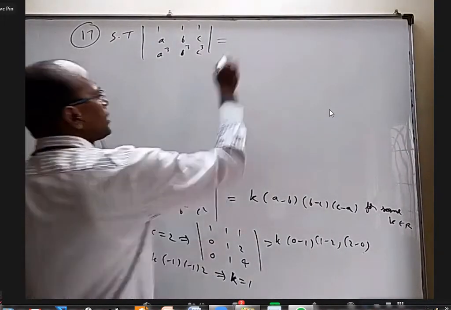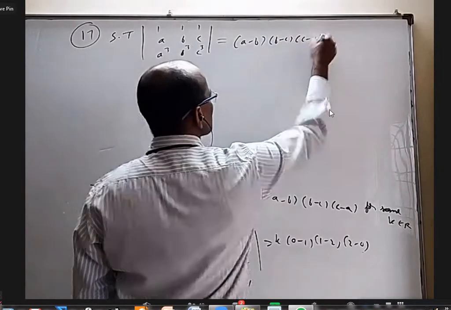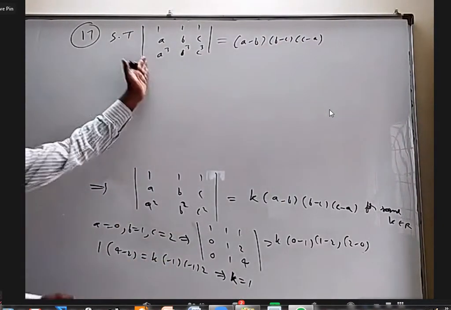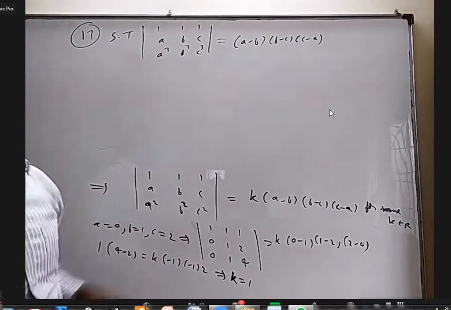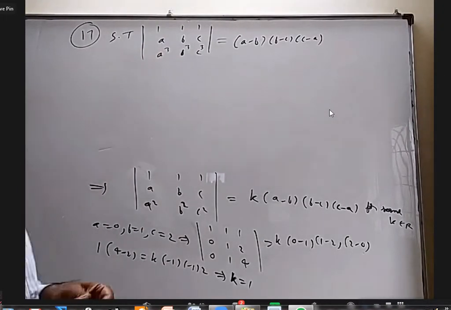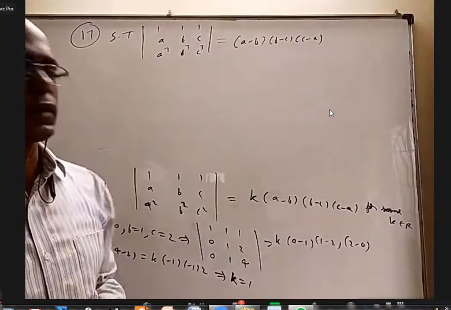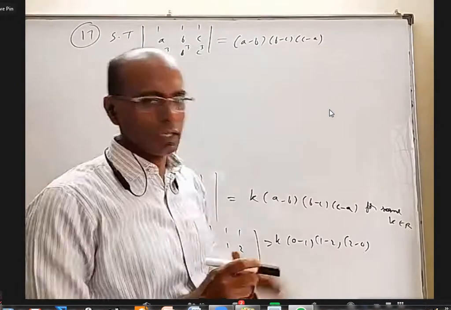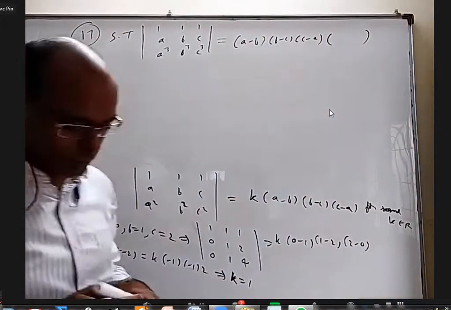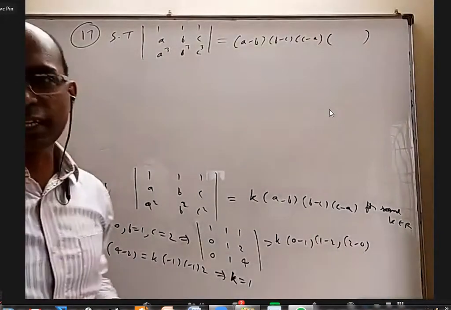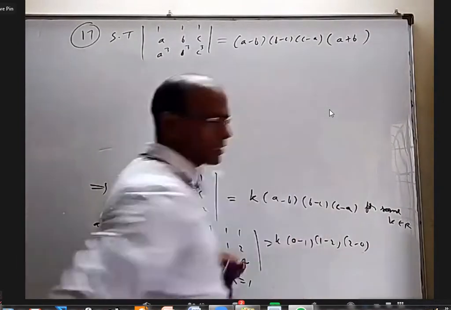Okay. Anyway, definitely a minus b will come, no doubt. B minus c will come. C minus a will come. Because if you put a equal to b, these two are the same. If you put b equal to c, these two are the same. If you put c equal to a, these two are the same. But when you expand this determinant, it's a 4th degree expression. But this is only a 3rd degree expression. So there should be one more bracket here, one more expression here. But that should be single degree. Can I say maybe that is a plus b?